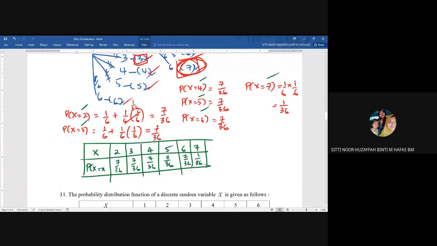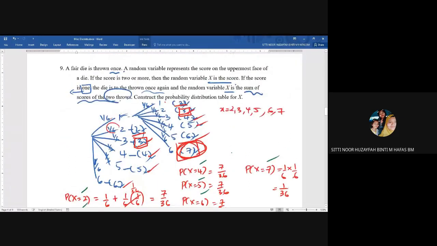If you're not sure, just total up every probability here and show that it is equal to 1, then it is correct. So 7 plus 7 plus 7 plus 7 plus 7, 7 for 5 times, is 35. 35 plus 1 is 36. So 36 over 36 is equal to 1. So this is our answer. Now you have to imagine how that happened. Okay, so that's for question number 9.